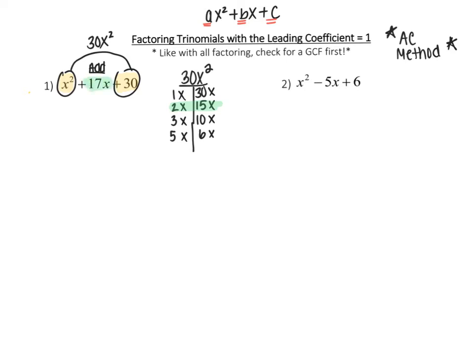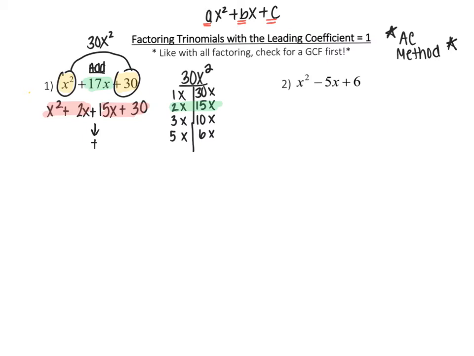So we're going to replace 17x with 2x plus 15x, and then we're going to bring down all the other terms. We have the x squared and we have the 30. You should remember from a couple of days ago that when I factor something with 4 terms, we're just going to factor by grouping. So we're going to group the first 2 terms, and group the second 2 terms, and bring down the sign in the middle.